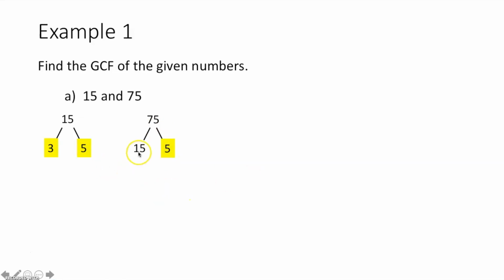Now, can you think of two numbers that multiply together to make 15 that aren't just 15 and 1? Yes, that would be 3 and 5. What about 5? Can you break that up? No, those are prime numbers, and then 3 is also a prime number, so you can stop.